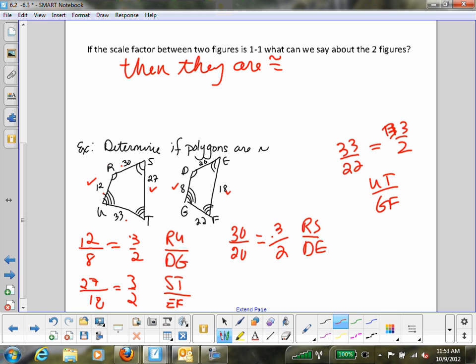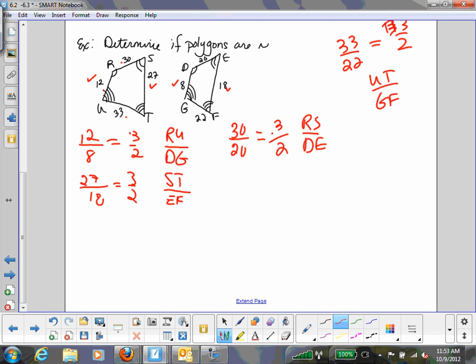So would you agree or not? But if any one of them appeared to be something other than 3 halves, we would have had to have said no. Okay?